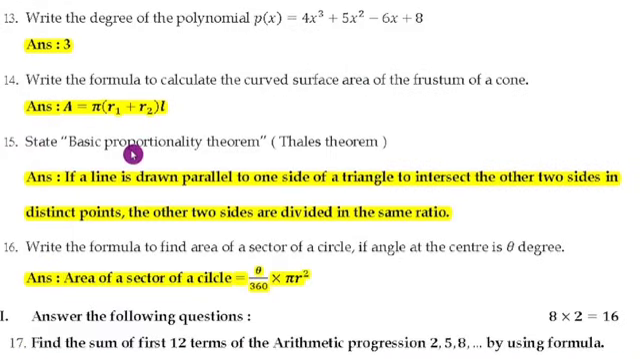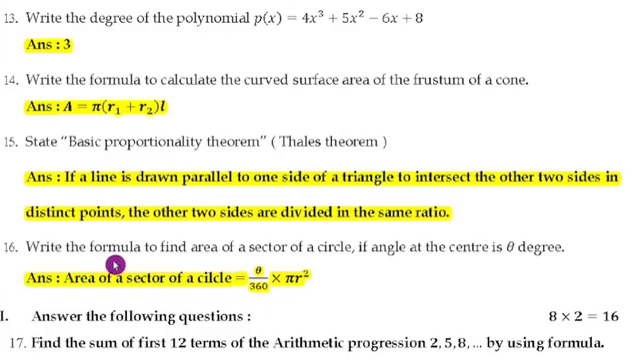15th question, state proportionality theorem, that means Thales theorem. You have to write the statement. If a line is drawn parallel to one side of the triangle to intersect the other two sides in distinct points, the other two sides are divided in the same ratio.